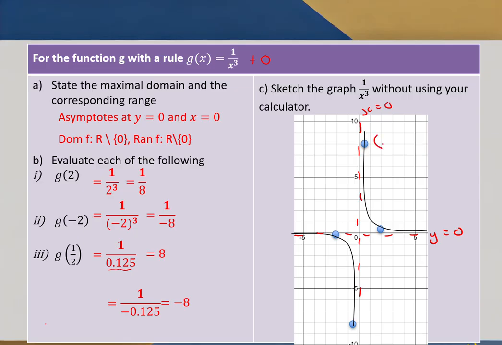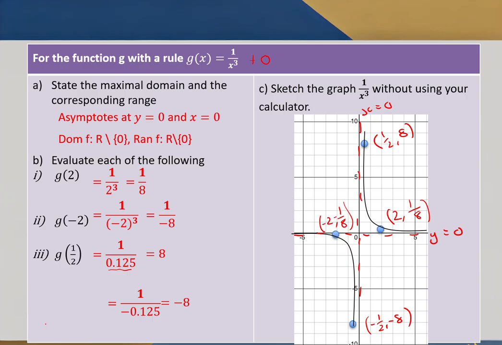So this one right here will be when x is a half, y is 8. And this one here would be when x is negative half, y is negative 8. And this one over here would be when x is positive 2, y is 1 over 8. And when x is negative 2, y is negative 1 over 8.